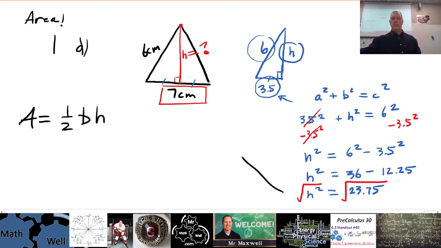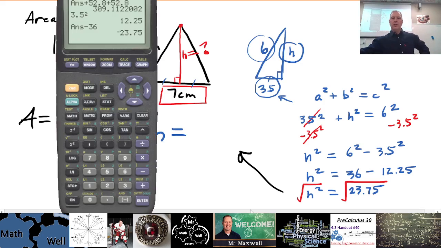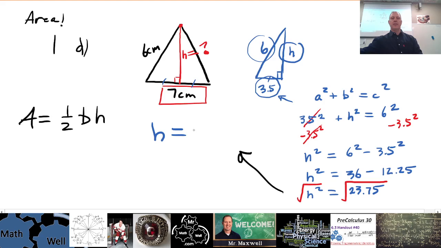So let's bring this up over here now. So that's going to be just h equals, and we can just do the square root of 23.75. Okay, we'll do the square root of that. So the square root of 23.75 is 4.87. Okay, so go to 2 decimal places if you're ever in doubt. That's what I usually recommend. So 4.87.